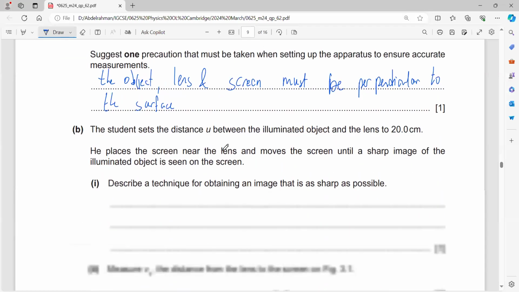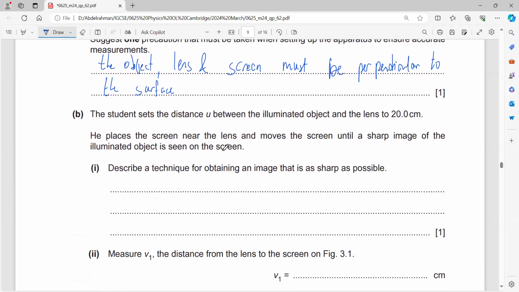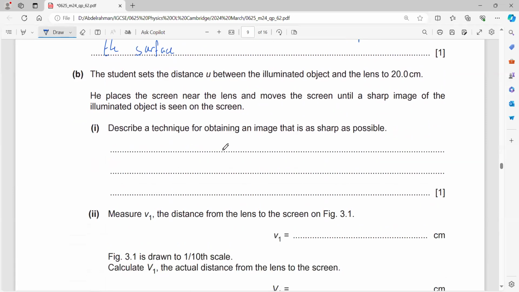The student sets the distance u between the object and the lens to 20 centimeters. He places the screen near the lens and moves the screen until a sharp image of the illuminated object is on the screen. Describe a technique for obtaining an image that is as sharp as possible. How can I find a sharp image on the screen? Very simply, what should I do? I should just move the screen.